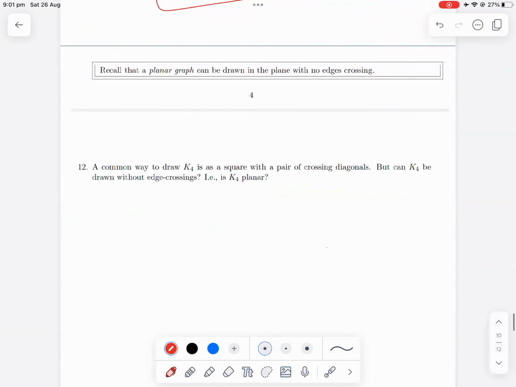Okay, now let's do this one. A planar graph can be drawn in the plane with no edge crossing each other. Okay, so we shouldn't cut any edge. So we don't have a breach. A common way to draw K4 is a square with parallel crossing the diagonals like a square. But can K4 be drawn without edge crossing? Yes, the famous one is this one.